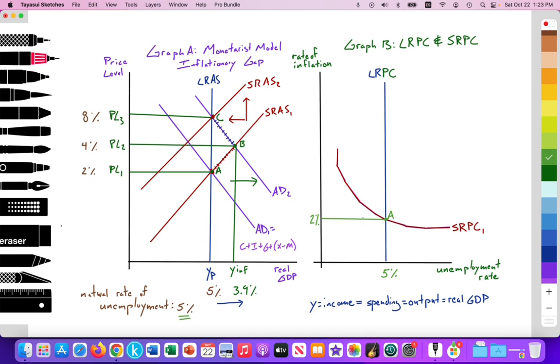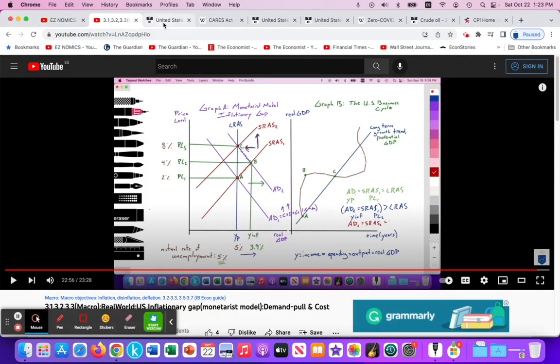And at point A, we see that the rate of inflation, which is being measured on the y-axis, is 2%. So there's a similarity here at point A with 5% unemployment, which is what we're measuring on the x-axis, and the rate of inflation at 2%. The same here in the monetarist model, point A, full potential with price level perhaps at about 2%. Let's look at some real-world data to illustrate that.